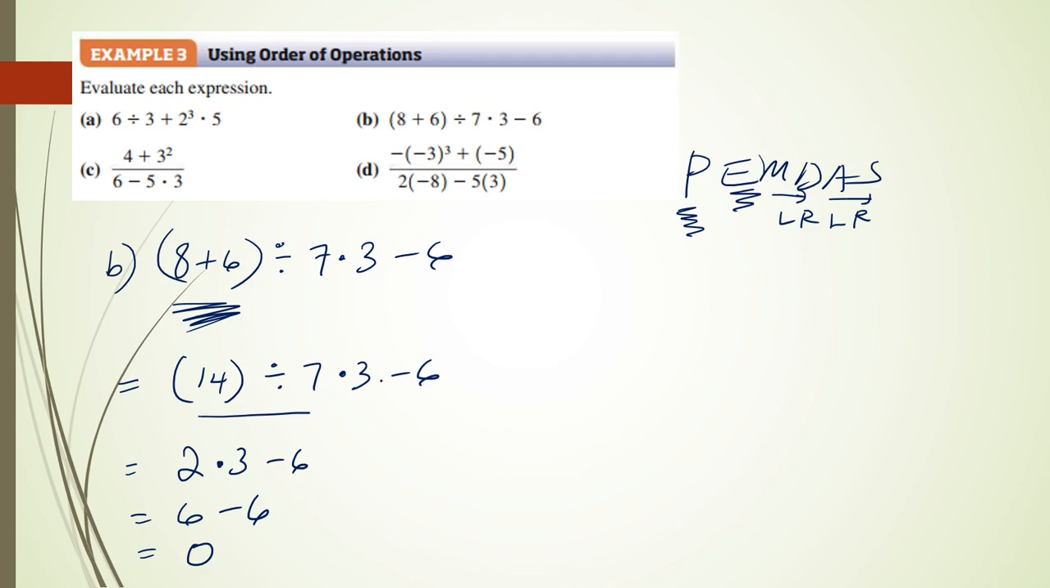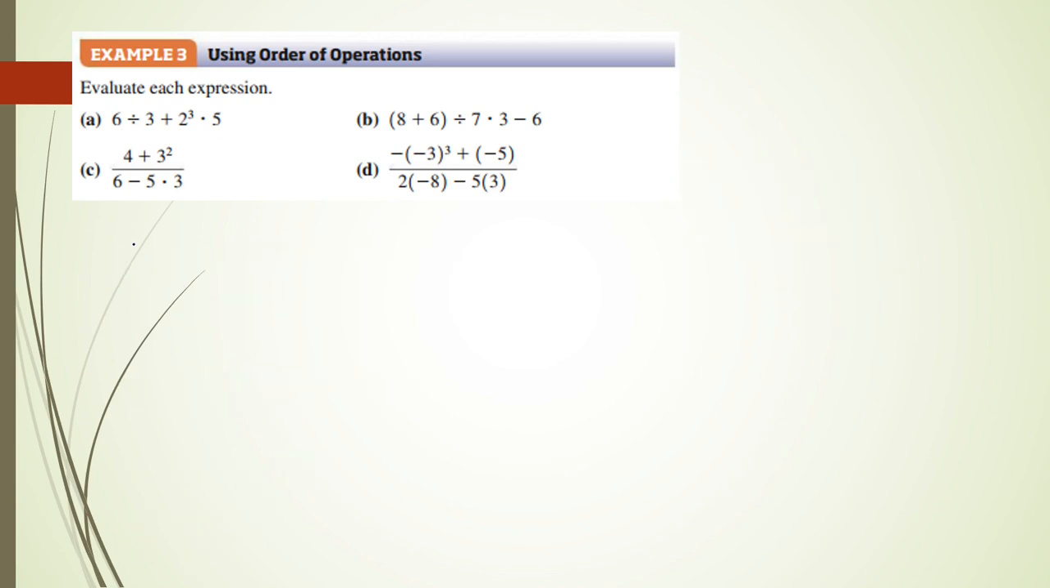Again, don't make the mistake of doing the multiplication first. Remember, it's from left to right. So I have to do division before I do multiplication in this case. Part C, 4 plus 3 squared divided by 6 minus 5 times 3. I like to focus on the top first, then I'll do the bottom.